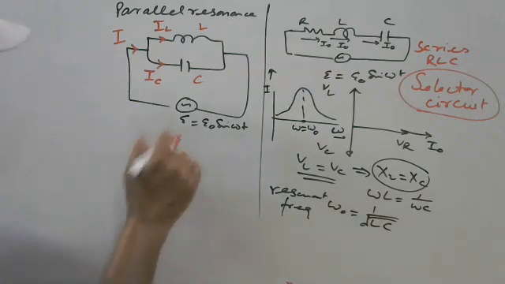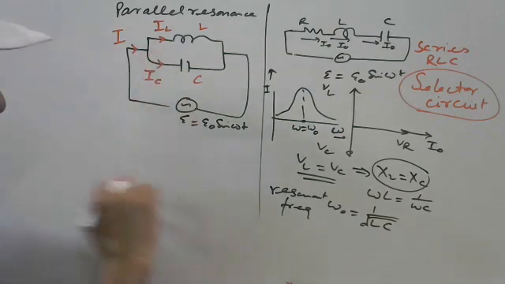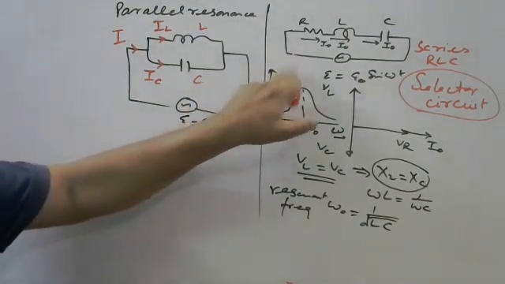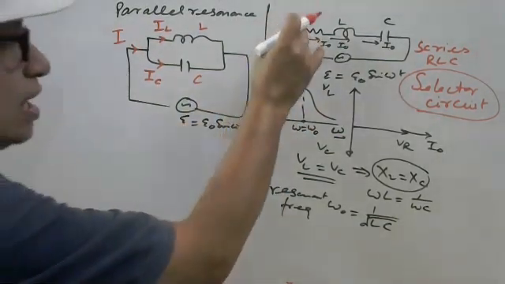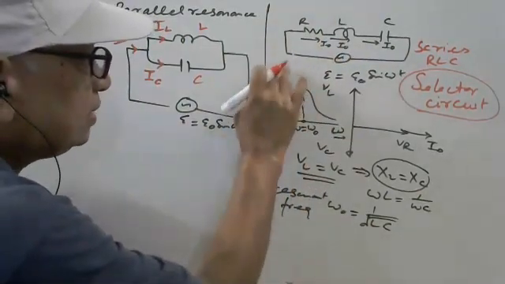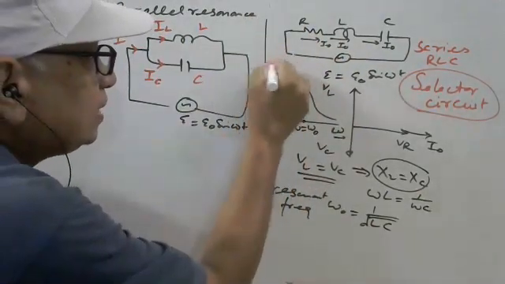In that case, we are getting the resonance, but in this resonance, here Z, the impedance, is equal to what? R. In this case, what is Z here? Let us discuss this Z. Z is equal to what?